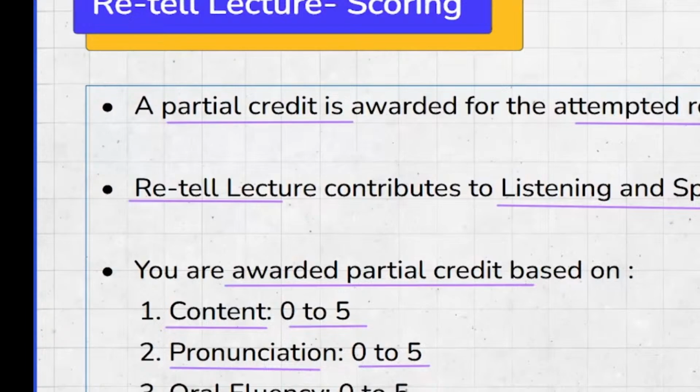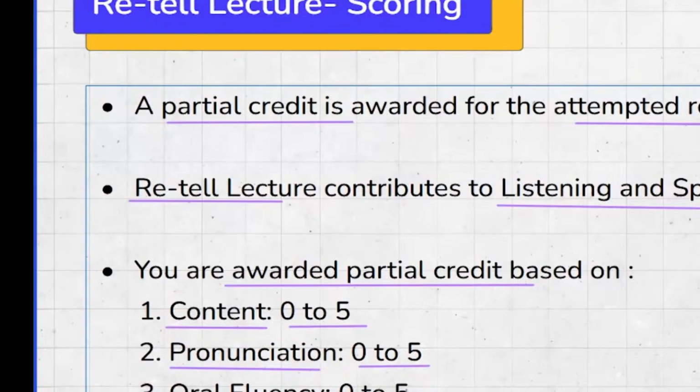Now, what about pronunciation and oral fluency? Well, pronunciation means that you should use apt stress and intonation patterns, and you must also modulate your voice. So what does pronunciation mean, students? Pronunciation means that you must modulate your voice, you must use the stress and intonation patterns as well, along with, of course, pronouncing the individual words correctly.